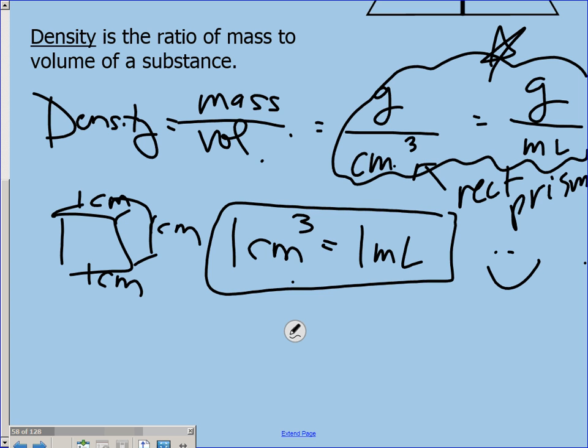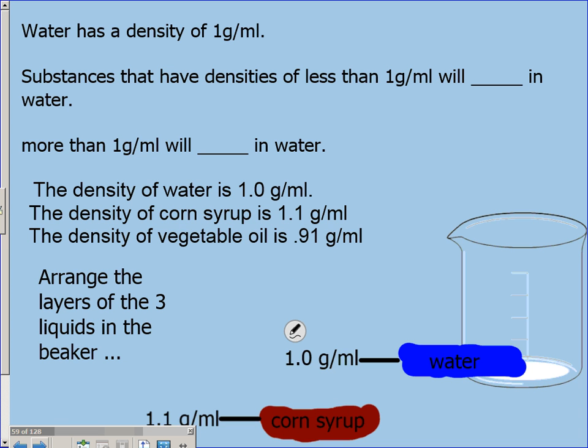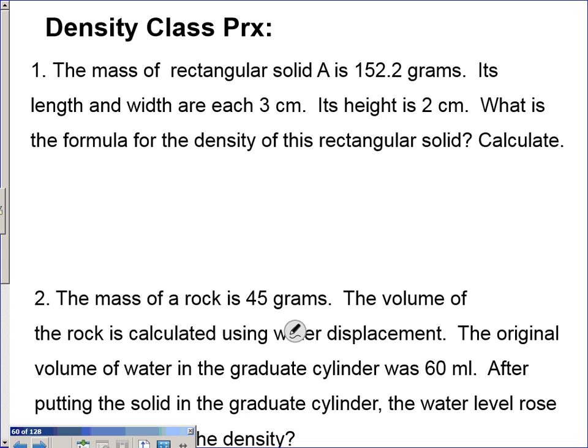Okay, so let's do a quick problem. Actually, let me come back to that because we already did that in the lab. If I have a rectangular solid A, and it says the mass is 152.2 grams, its length and width are 3 centimeters, and its height is 2 centimeters. What's the formula for the density of the rectangular solid, and calculate it? So let's pause for a second. How many numbers are given to us? 3, right? Okay, so before we move on, let's think again.